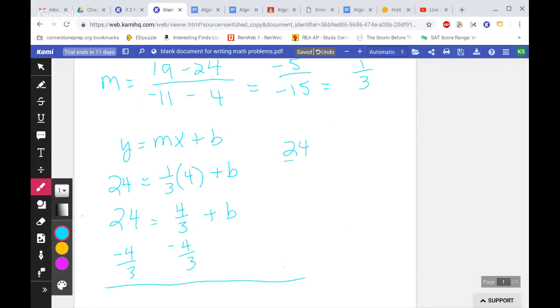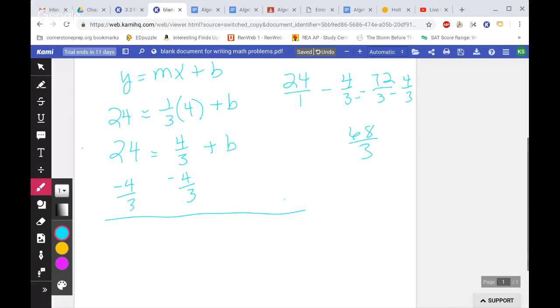So that's 24 over 1 minus 4 over 3, which equals, 1 goes into 3 three times, and 3 times 24 is 72, minus 4 over 3. So that is 68 over 3.